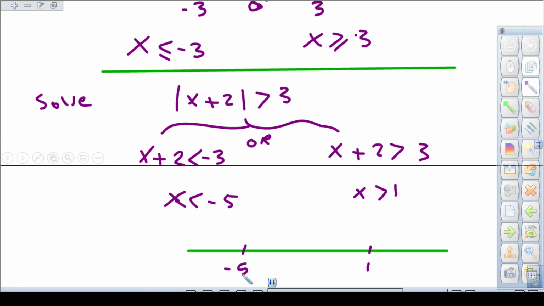Do I bubble or not bubble here? And that's the question. Let me see. Don't bubble. Don't bubble. Okay, do I go right on the 1 or left on the 1?